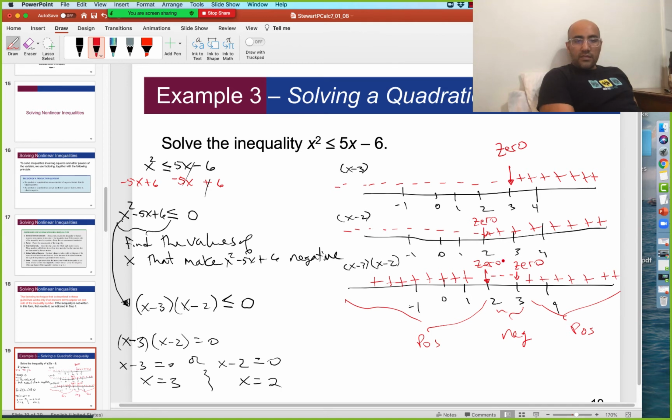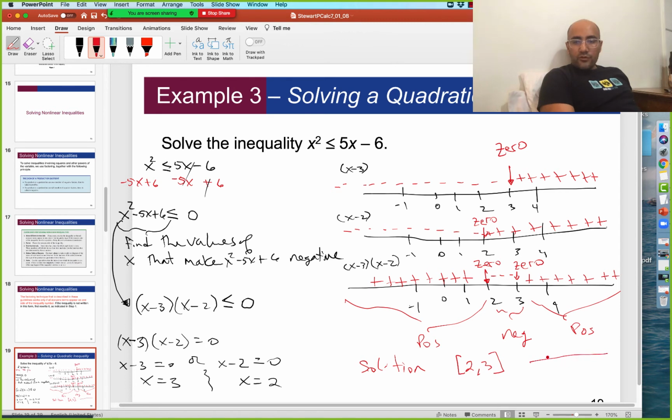And here it is, it's these. Now, it was less than or equal to 0, so that means we include the endpoints. Good. So our solution is, well, there's different ways of describing it, so let's do it in different ways. One solution set could be written this way: 2, 3, with brackets to show that we want to include the endpoints. Another way to describe it would be with a graph.